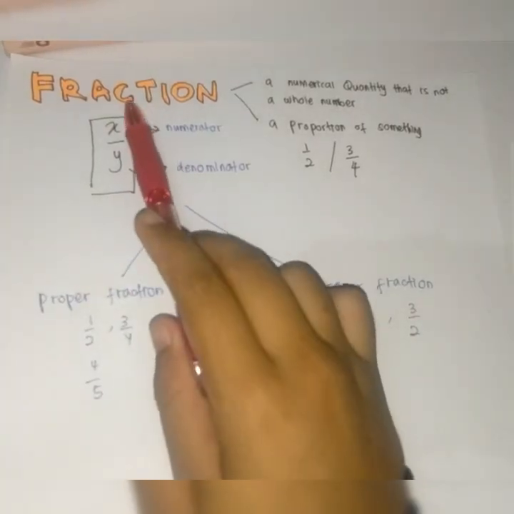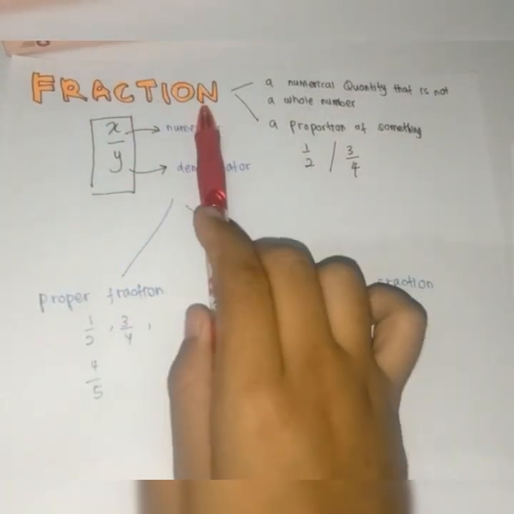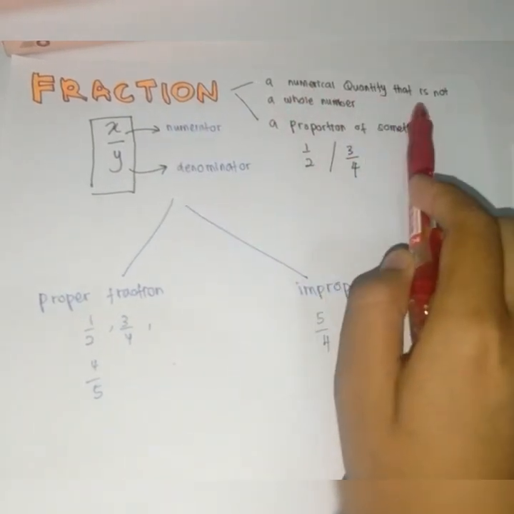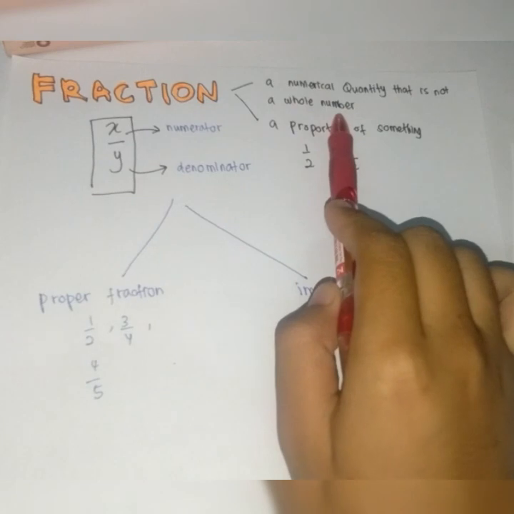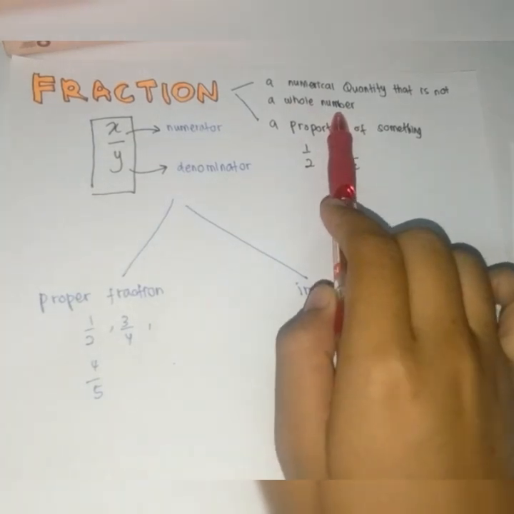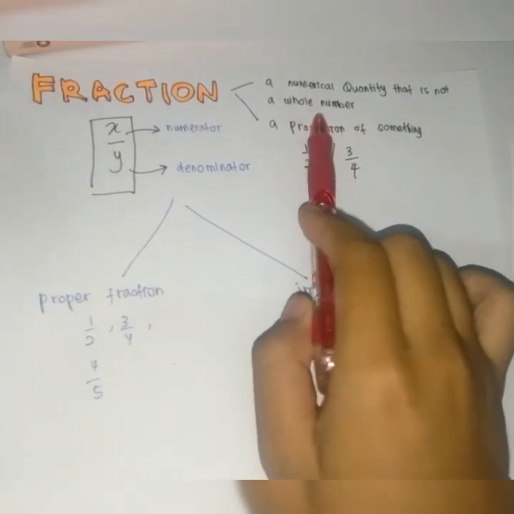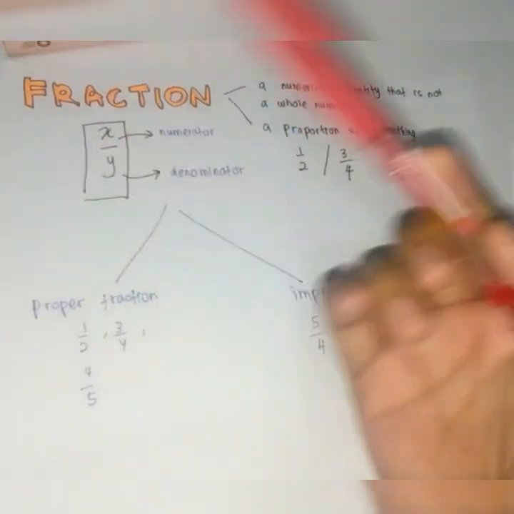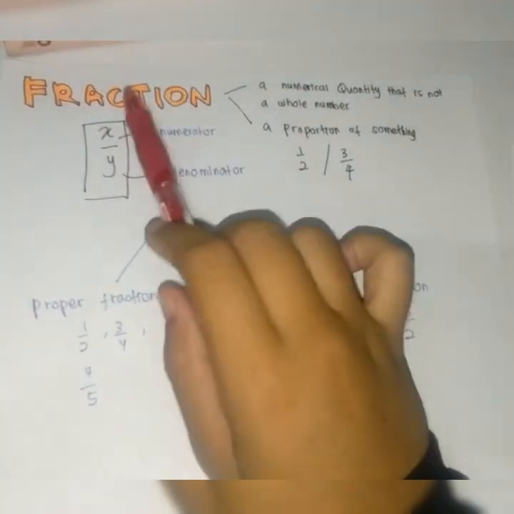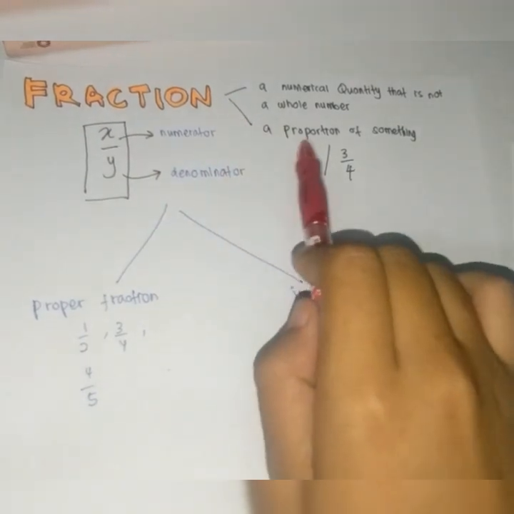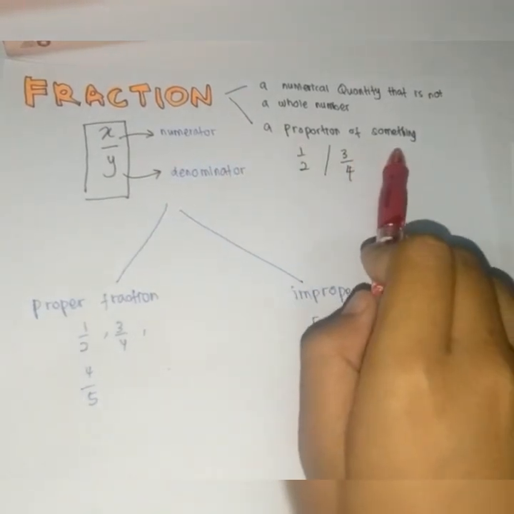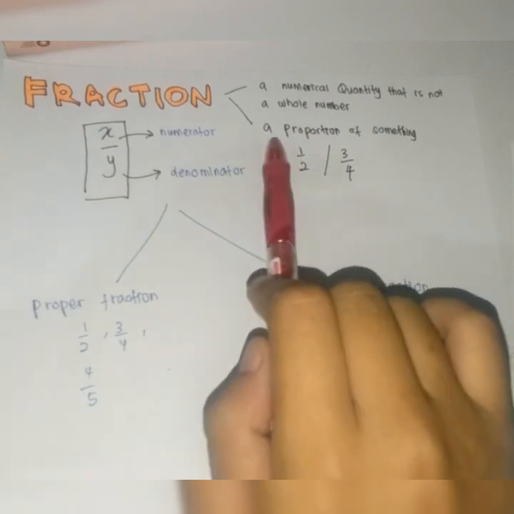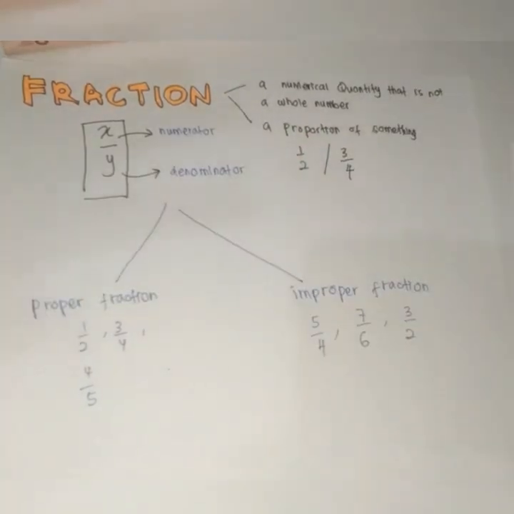Okay, now we go to fraction. What is fraction? Fraction is actually a numerical quantity that is not a whole number. What is a whole number? A whole number is something that is not a decimal or a fraction, such as 1, 2, 3, 4, and so on. That's why fraction also can be defined as a proportion of something, such as 1 over 2 or 3 over 4.